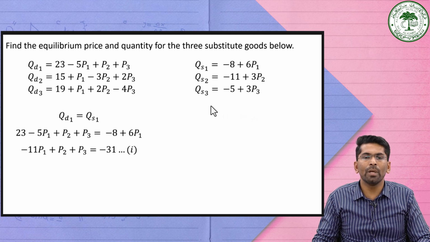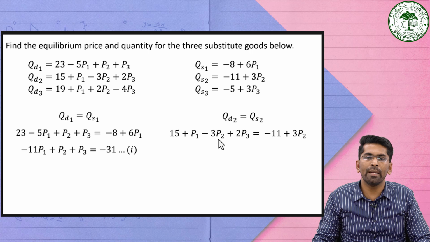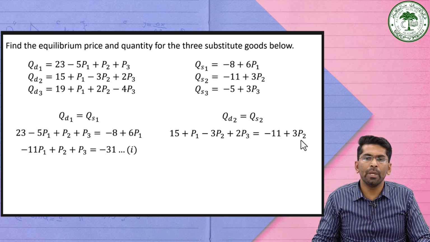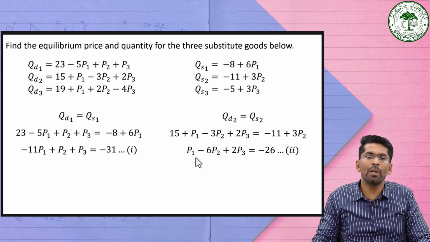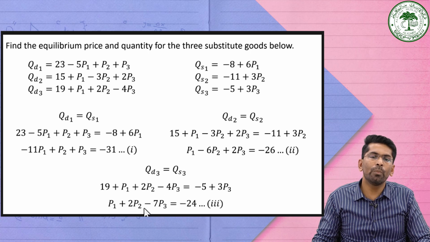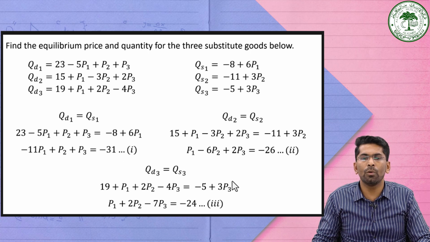Similarly, from the second equation, you will get 15 plus P1 minus 3P2 plus 2P3 equal to minus 11 plus 3P2. You can simplify it, then you will get P1 minus 6P2 plus 2P3 equal to 26. Now taking the third one, again you can equate, you will get P1 plus 2P2 minus 7P3 equal to 24. So we have three equations here, equation numbers 1, 2, 3.